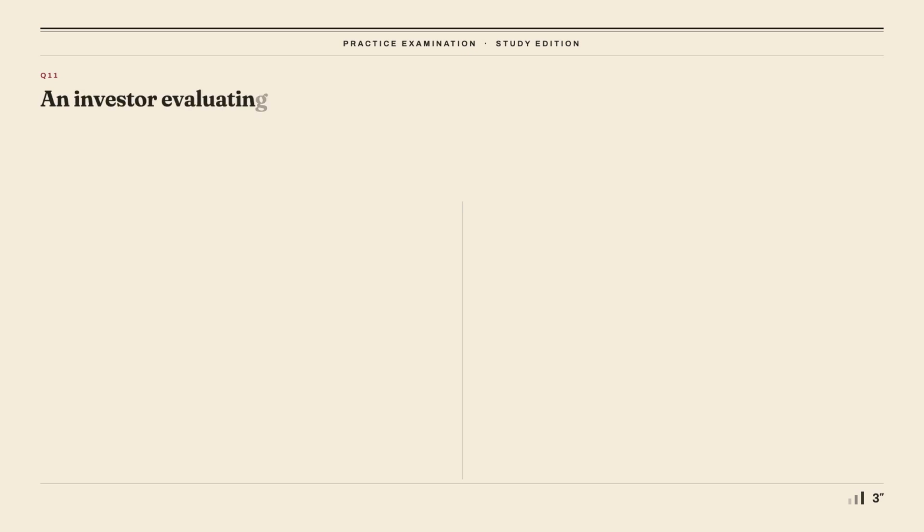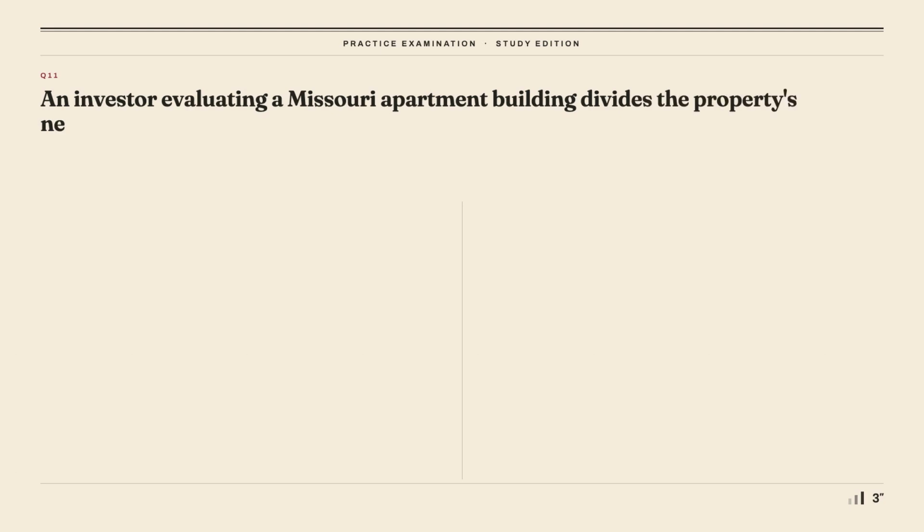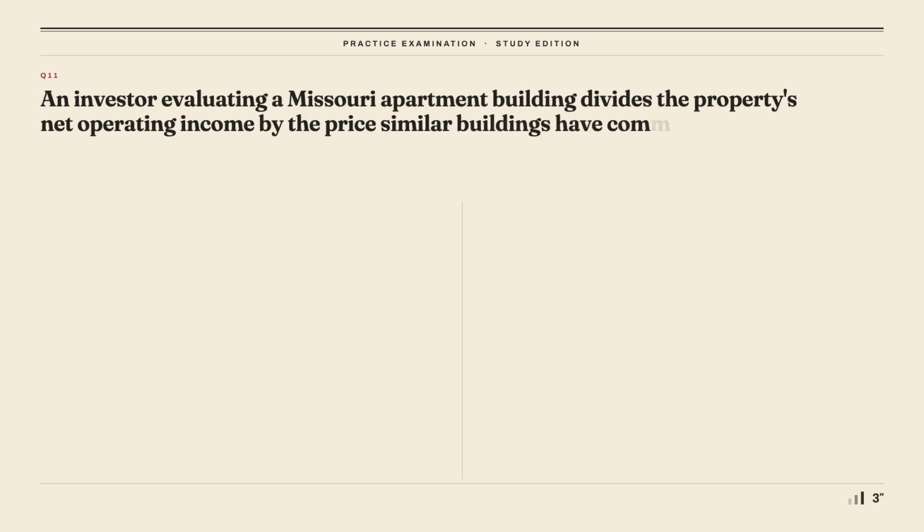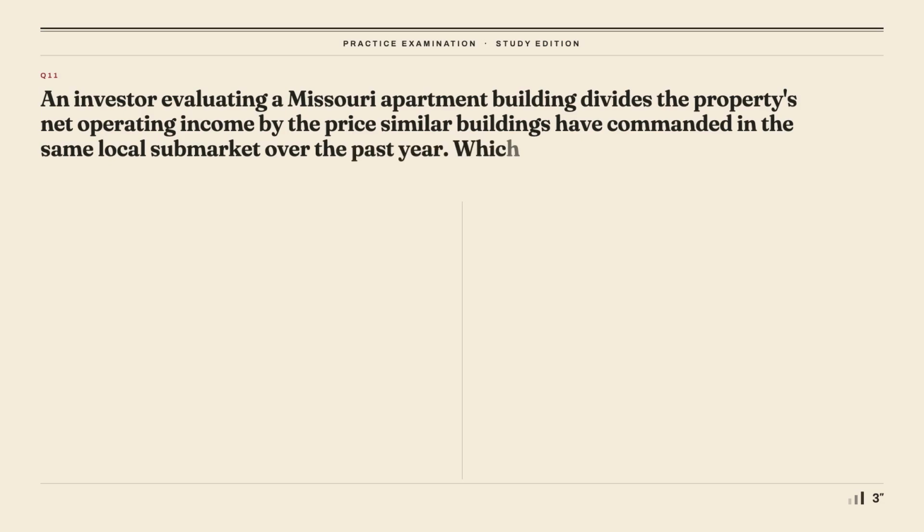Question 11. An investor evaluating a Missouri apartment building divides the property's net operating income by the price similar buildings have commanded in the same local submarket over the past year. Which of the following identifies what she is calculating?